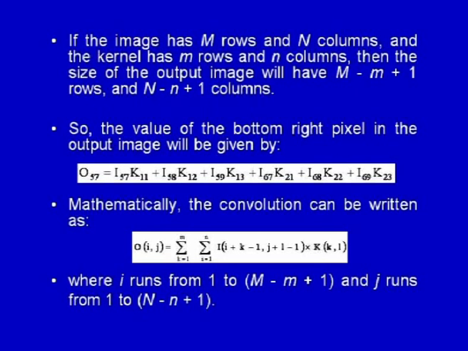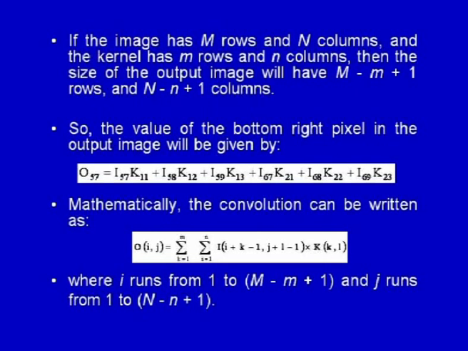So, the value of the bottom right pixel in the output image will be given by the relationship, that is at the location 0 5 7, it would be the product of I 57 multiplied by kernel cell 11, plus I 58 multiplied by kernel cell 12, plus I 59 multiplied by kernel cell 13, and so on.